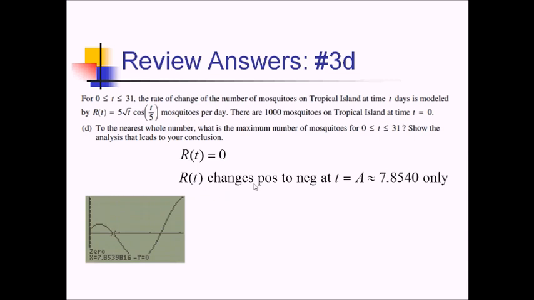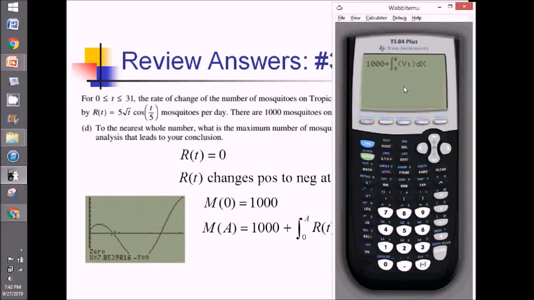Now I defined my number of mosquitoes function as M in part C. So M of 0, that's just the starting mosquitoes, that's 1,000. Now we're going to do M of A, the number of mosquitoes at time A. That's going to be the 1,000 we started with, plus the integral from 0 to A of R of t dt. I'll need the calculator to actually figure this out now. So here's what this one looks like on the calculator: 1,000 plus integral from 0 to A, Y1, again, is where I stored my R function, dx.